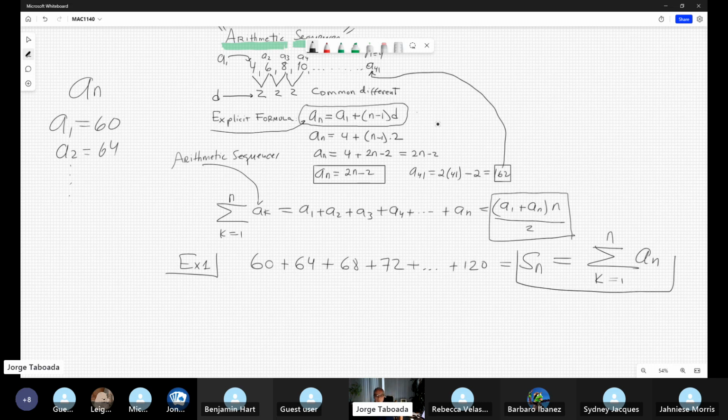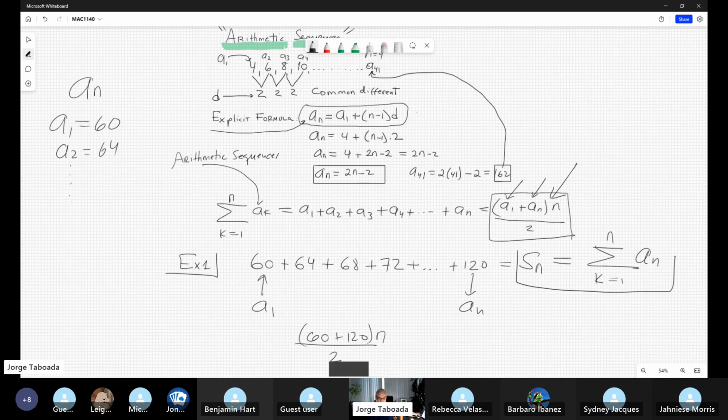So you apply that formula. The formula says, it's easy: you take the first, it's a sub 1. You take the last, it's 120, it's a sub n. You add them, so 60 plus 120, divided by 2, and multiplication by n. But who is n? No idea, because it's not clear how many terms you are adding in this summation: 1, 2, 3, 4, 5, 6, 7.